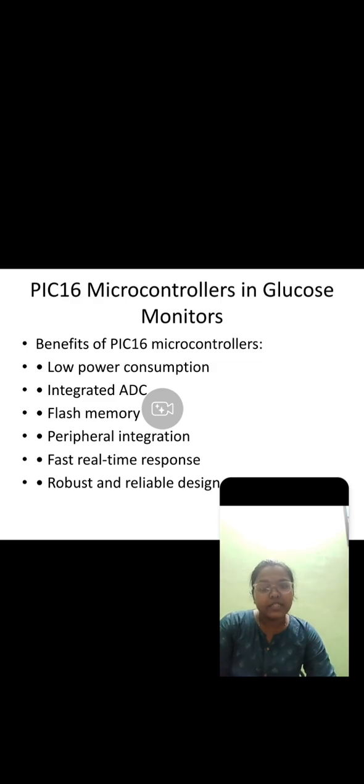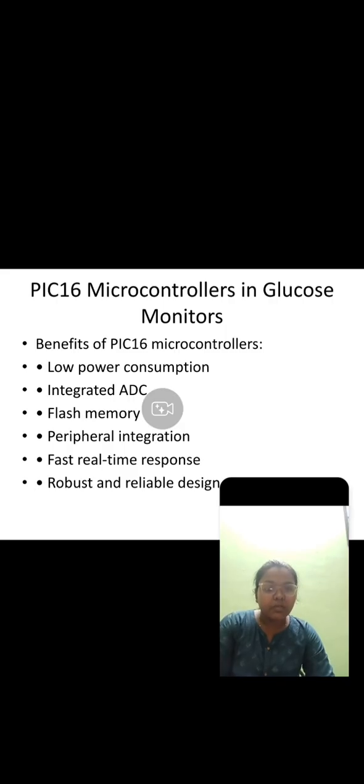Then we have an integrated ADC, which is an analog to digital converter. The blood sample input which you are giving is an analog signal. It has to be processed and converted into a digital signal for the device to detect the concentration of glucose. It has to be transformed into a digital signal so that the device can understand. And again, the device has to convert the information and display it using an LCD screen so that the user can easily understand readable information.